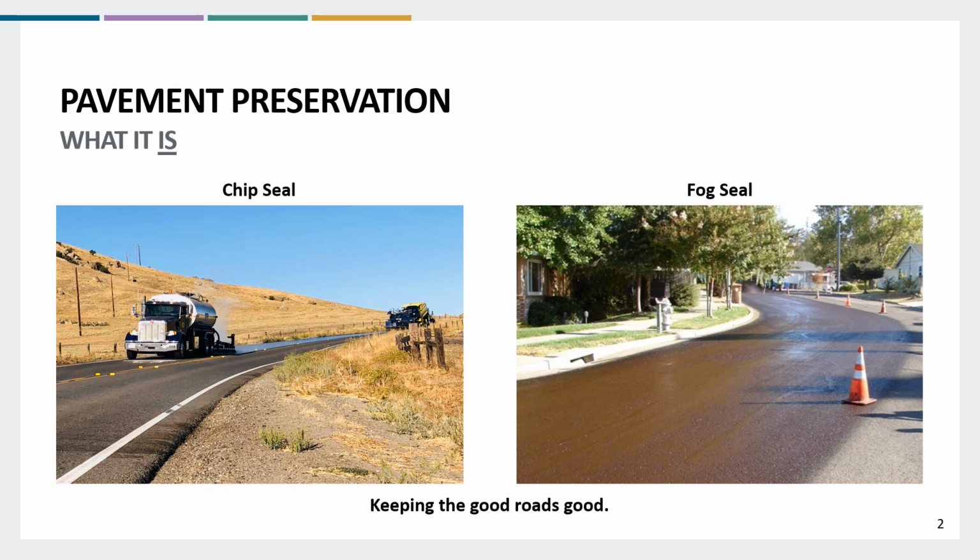So what is pavement preservation? It's simple. It's keeping the good roads good. Example on the left is a chip seal going down for a county road. And on the right, we have a fog seal being placed on an overlay that's been down 5 years.